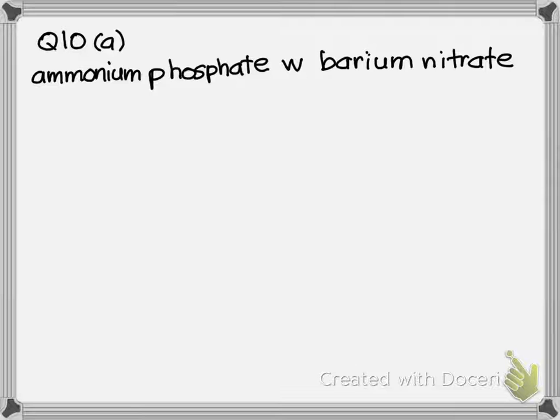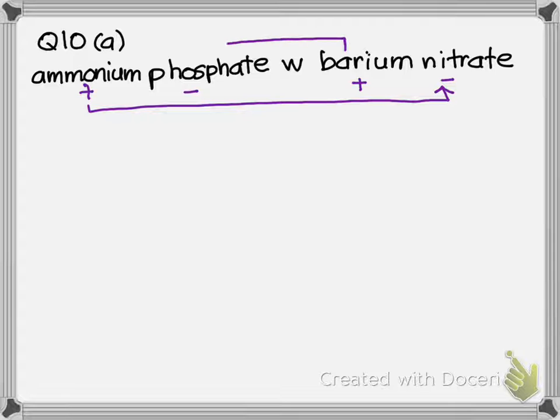Now, double displacement reactions are a switching of the partners in ionic compounds. These are both ionic compounds, and the first part is a cation and the second part is an anion. That's true in ionic compounds, and it would be true for both. If they were to switch, ammonium would go with nitrate and barium would go with phosphate. So the first part of the question wants you to name the products.